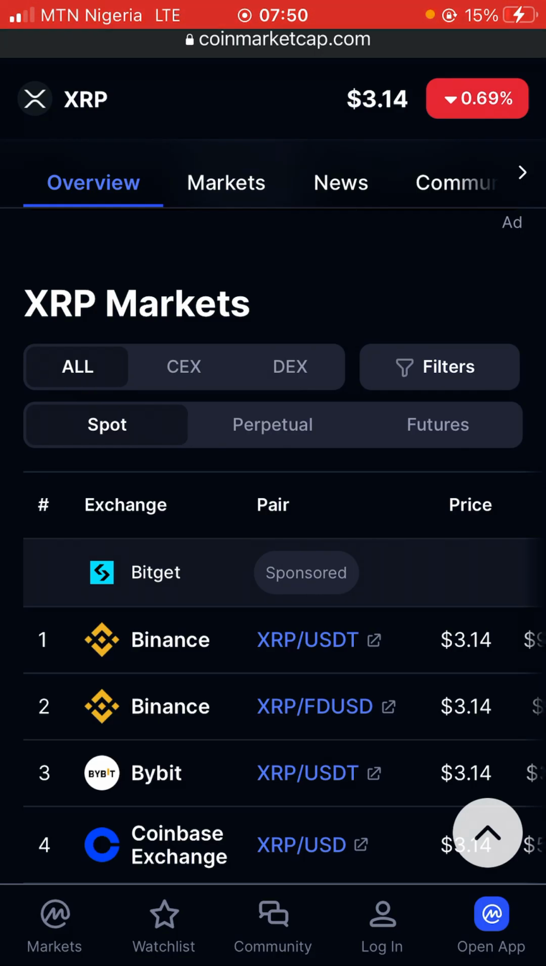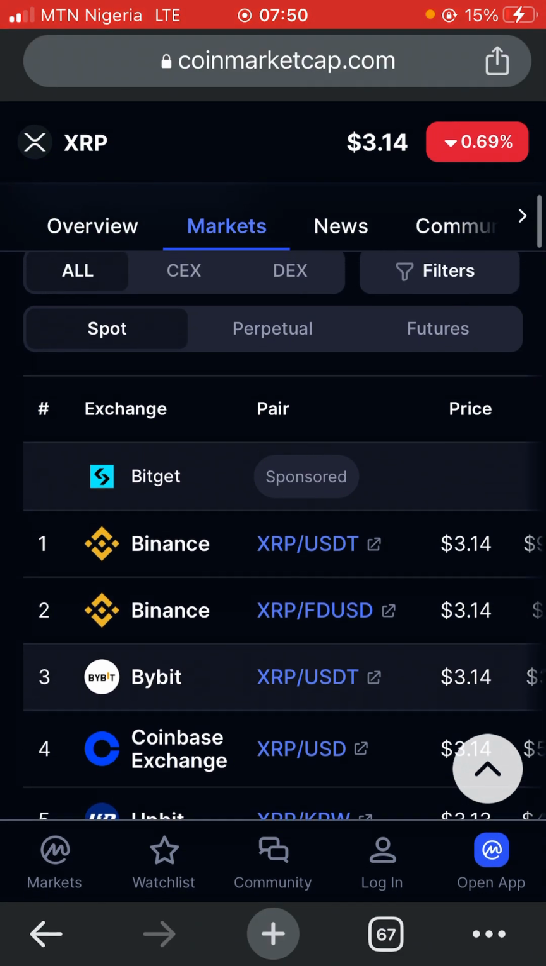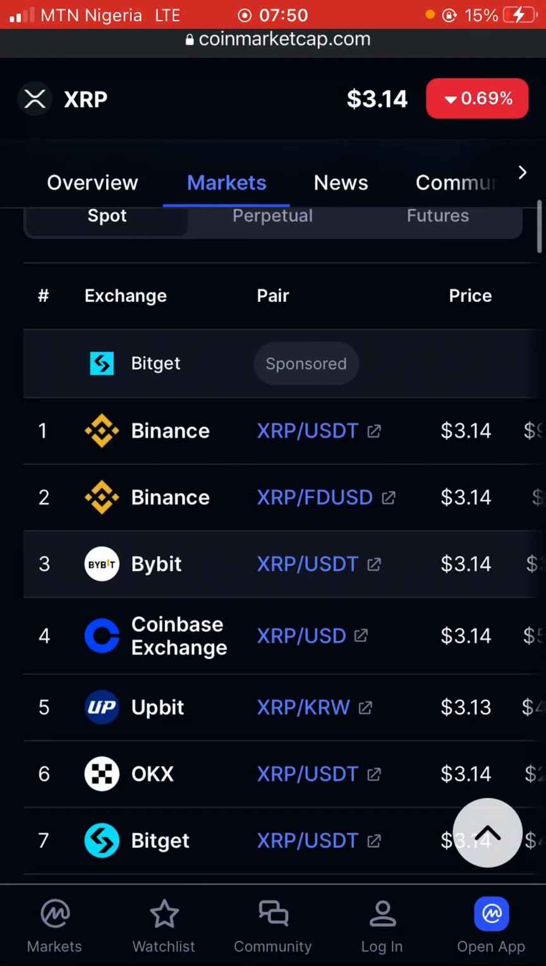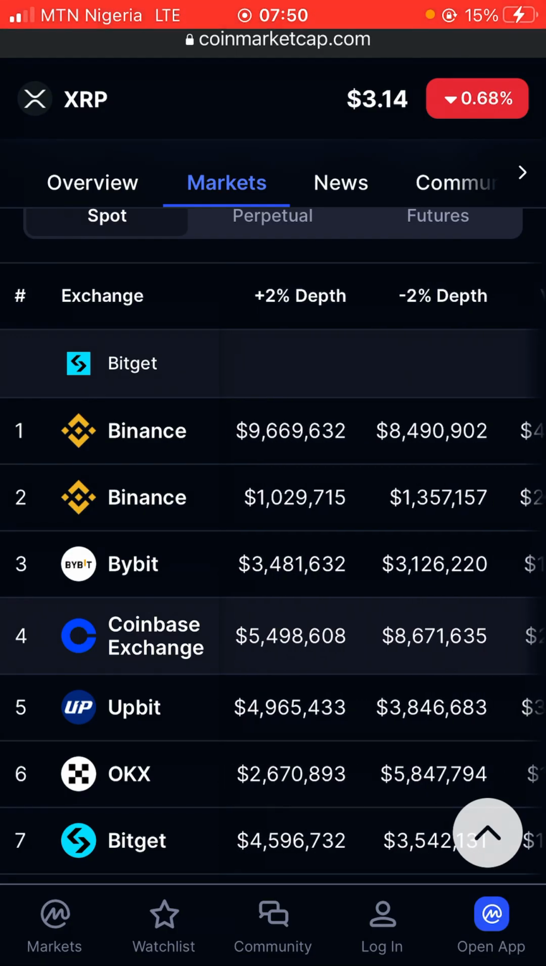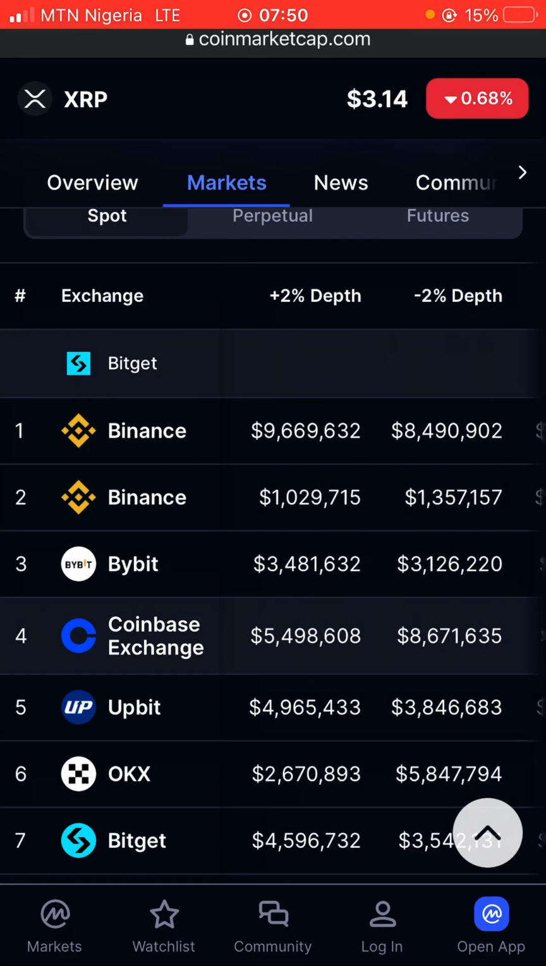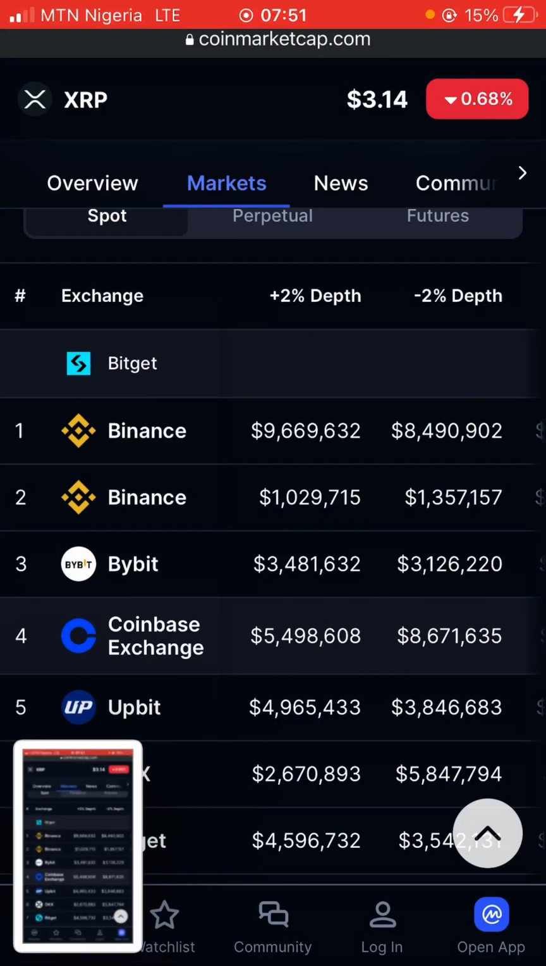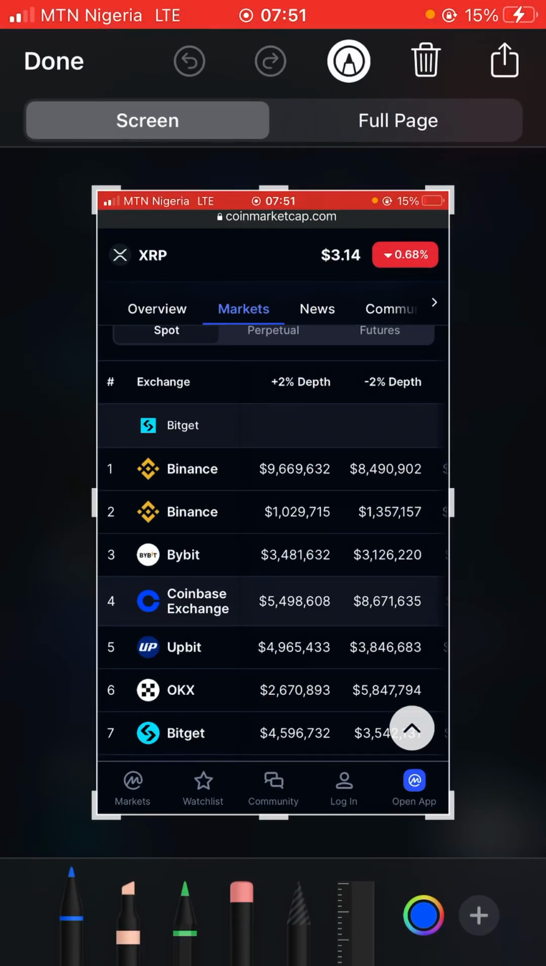Now once you are here, guys, you can see we have different exchanges where this coin is being traded, like Binance, Bybit, OKX, Bitget, and the rest of them. Now if you scroll to your right, this is where it is very important. Let me show you what I mean. Once you are here, you can see this space on the right, the plus 2% depth and minus 2% depth. Now this shows different order books.